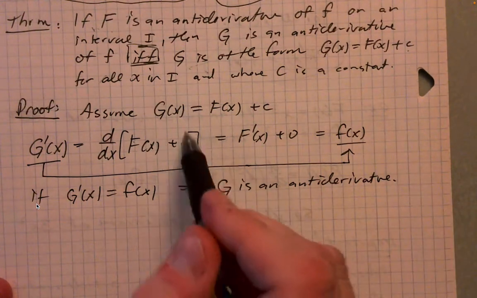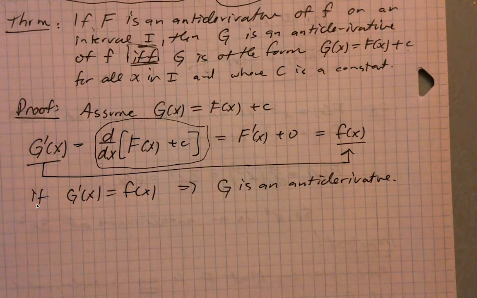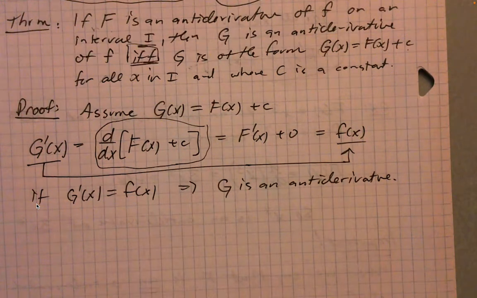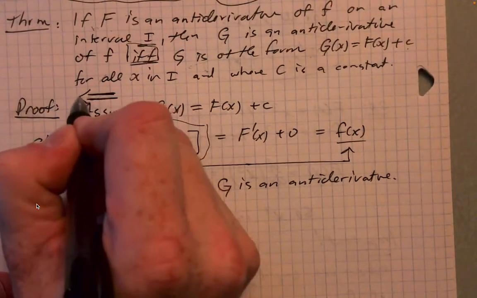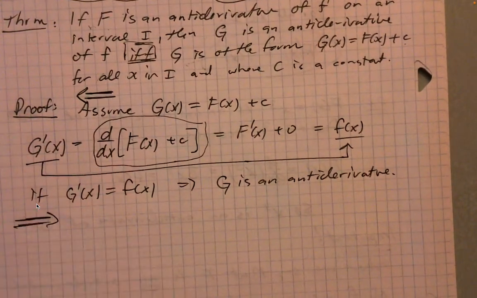And that's just as easy as recognizing this, right? It's really just recognizing that F is an antiderivative, and therefore its derivative equals little f of x, and c is a constant, and the derivative of a constant is always 0. So that direction is really easy. You can think of this as the reverse direction. Now, what about the other way? The other way is a little trickier, but it's nothing we can't handle.